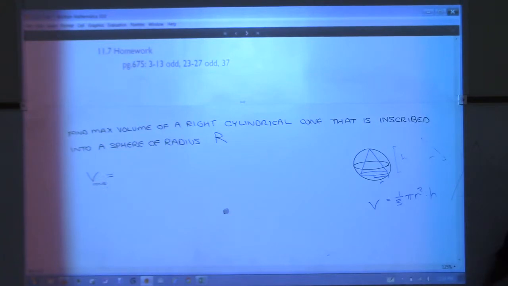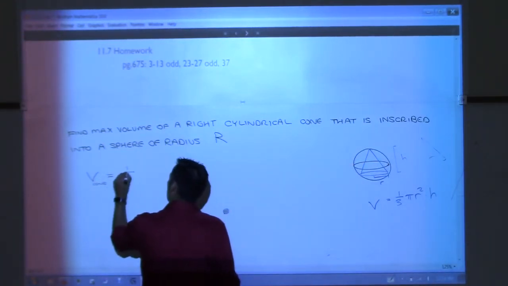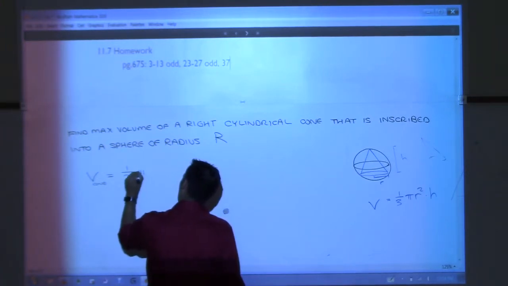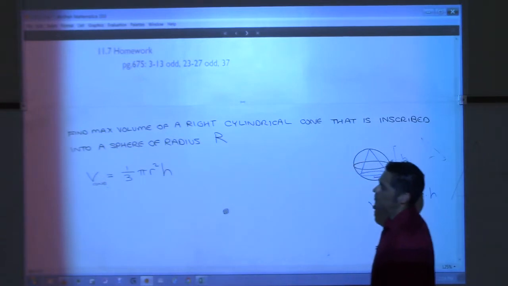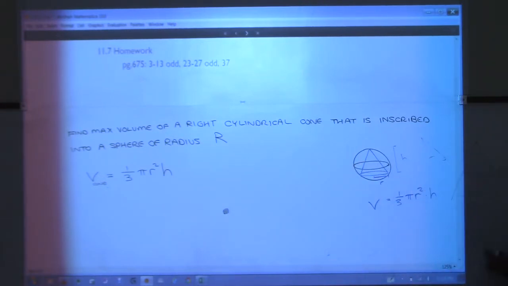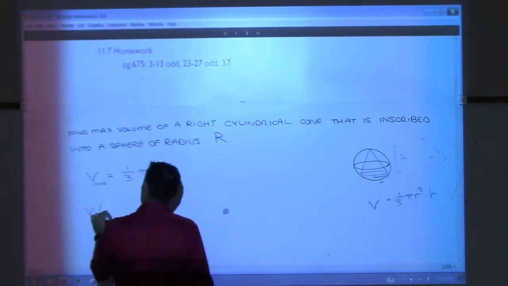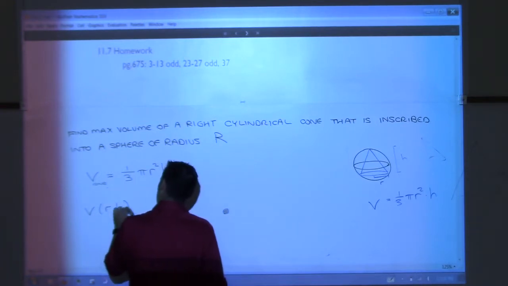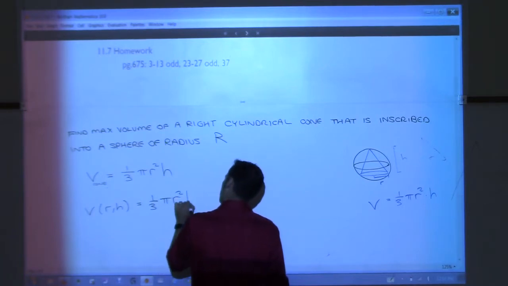Yeah? So let's come back over here. Let me write this down. 1/3 pi r squared h. Could you look at this volume right now as being a function of two variables, r and h? Could you? Yes. Yeah, you could, right?